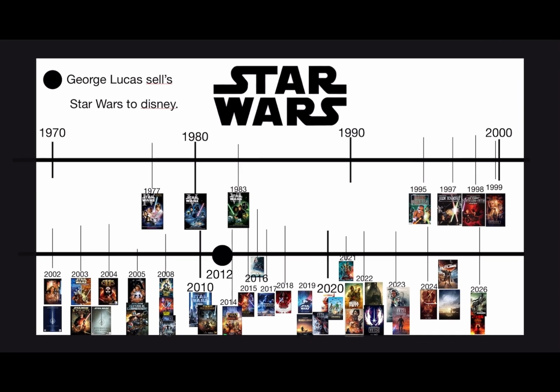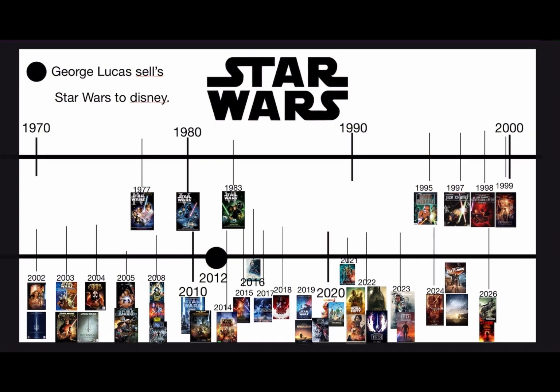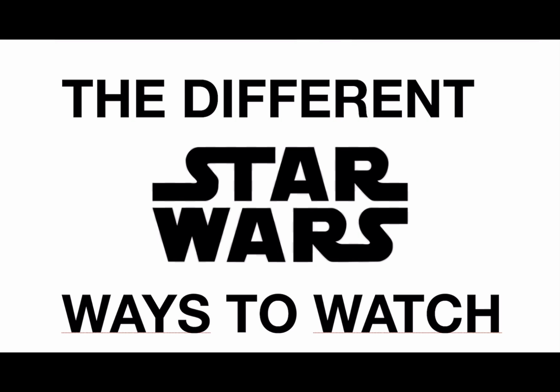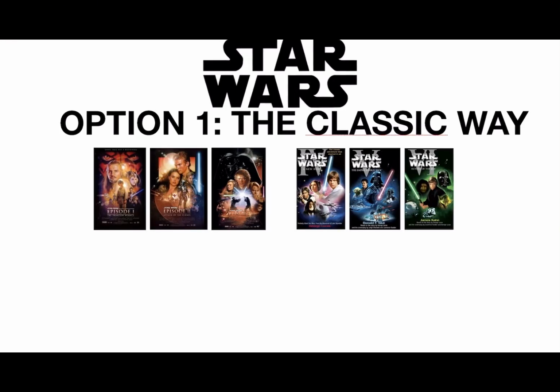So now that we're done explaining all the dates and stuff, I'm gonna show you guys the different ways to watch Star Wars. Here we have option 1, the classic way. You can do 1, 2, 3, 4, 5, 6 normally, or you can do 4, 5, 6, 1, 2, 3. Doesn't really matter. If you do 4, 5, 6, 1, 2, 3, it's the order of release. If you do 1, 2, 3, 4, 5, 6, it's the chronological order in the timeline.